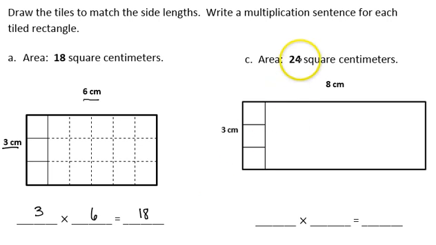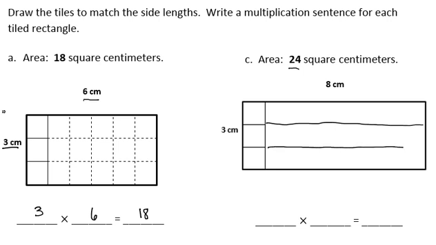In the next problem, we're given that the area is 24 square centimeters. Again, I have 3 centimeters along the side, or 3 rows, and I'm going to need 8 columns for each row. So I'll continue drawing. Here's my 3 rows. Since 8 is an even number, I'm going to try to split this in half to give myself some proportion here. So there's 4 columns, and that should be 8. 1, 2, 3, 4, 5, 6, 7, 8 columns.